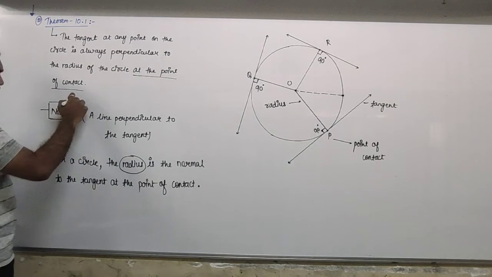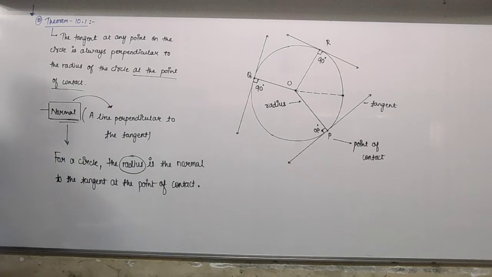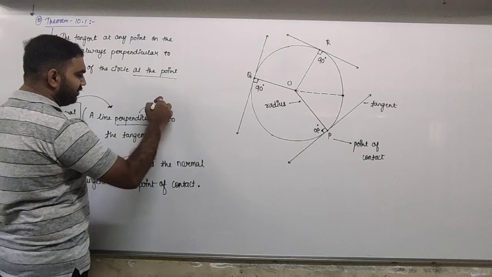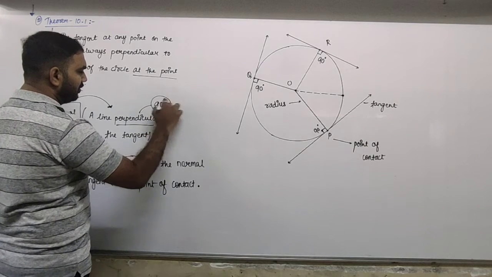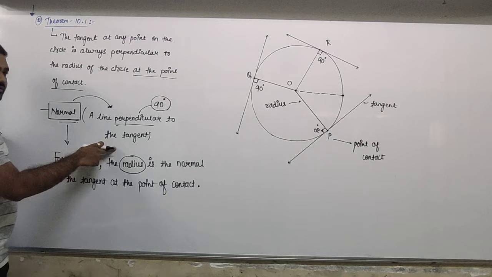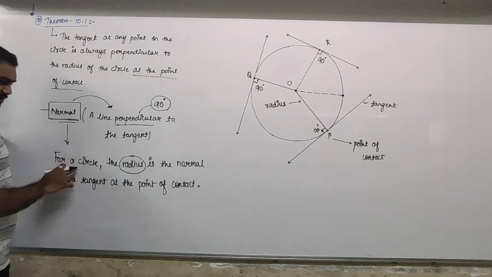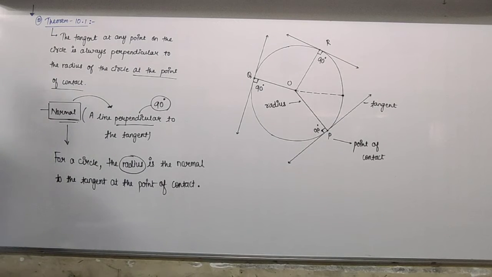What is normal? The simple definition: a line perpendicular to the tangent. Perpendicular, that means the angle will be 90 degree, right? You must remember this. Normal is a line perpendicular to the tangent. For a circle, that means for any circle, the radius is the normal to the tangent at the point of contact.